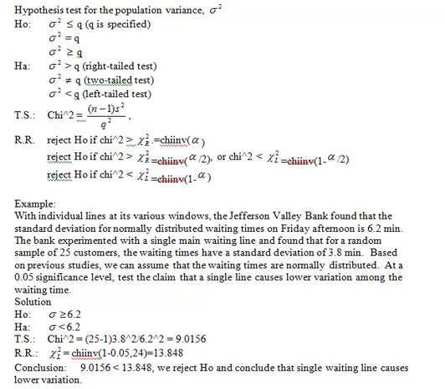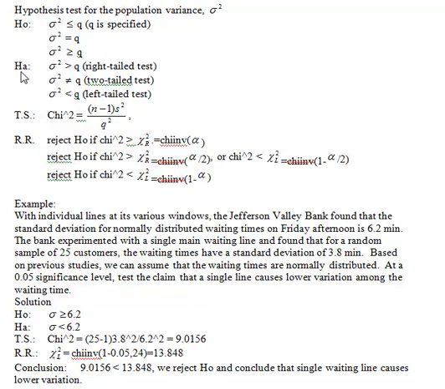This podcast is to show you how to do hypothesis test for the population variance sigma square. Now, the null hypothesis H0 can be sigma square less than or equal to Q, where Q is specified, or sigma square equal to Q, or sigma square greater than or equal to Q.